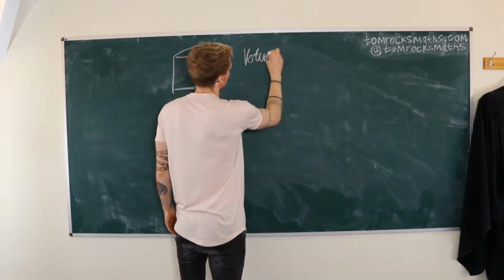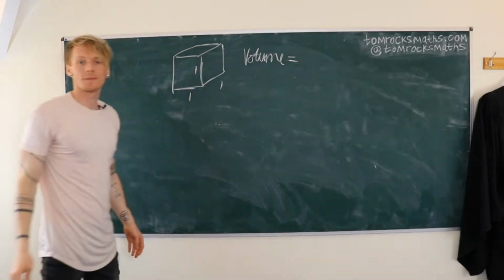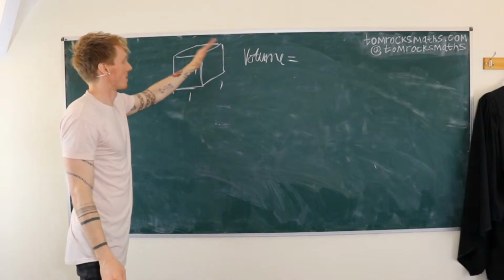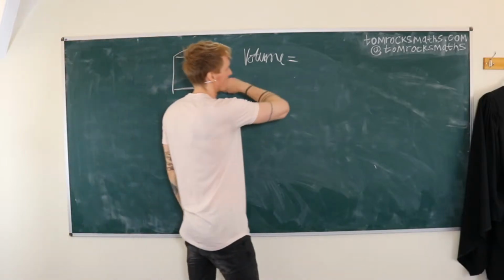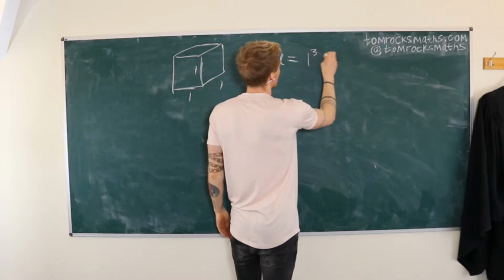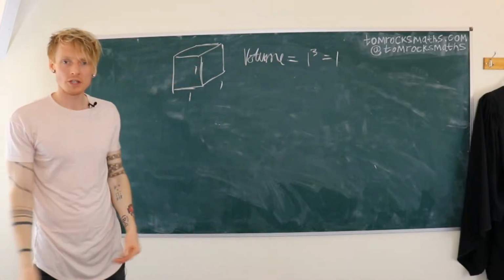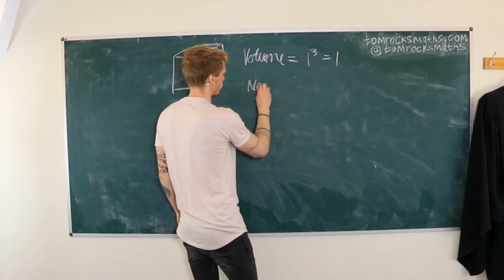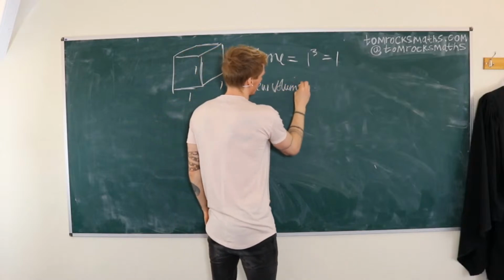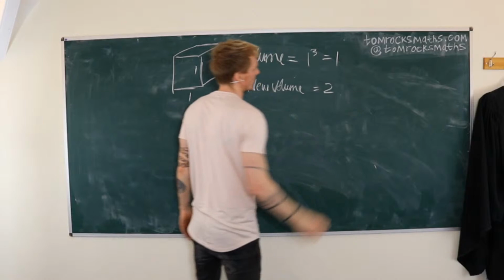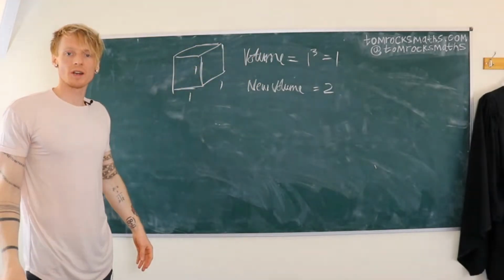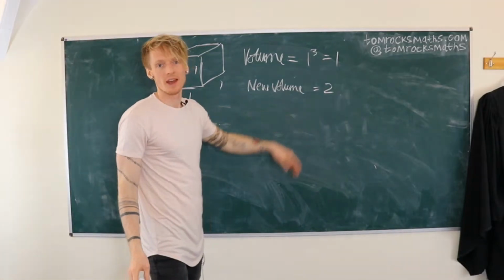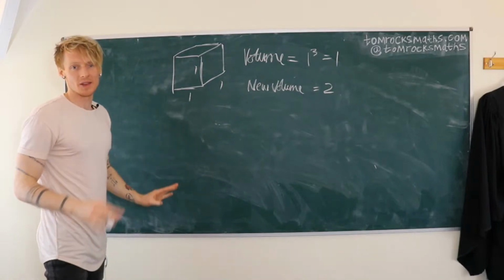Volume. Because again, from Bobby's lesson in the video from Monday, it's just length times depth times height. So for a cube, they're all the same. So this is just 1 cubed, which is 1. Now, if we double the volume of this cube, then the new volume has to be 2. And the question is, what is going to be the side length of our new cube so that we get a volume of 2?